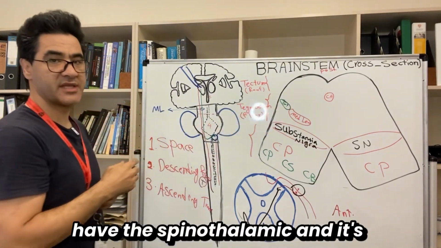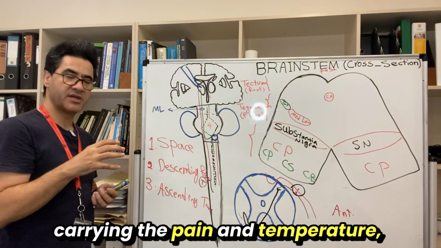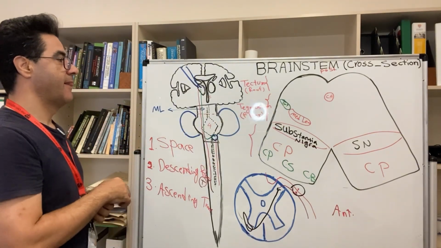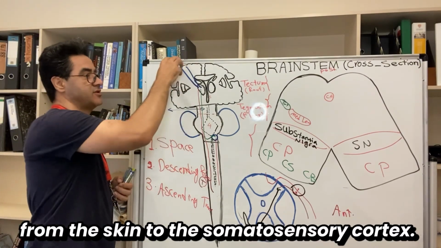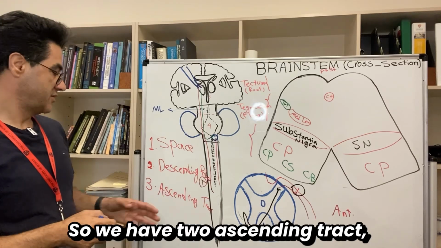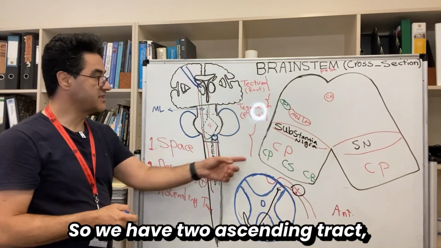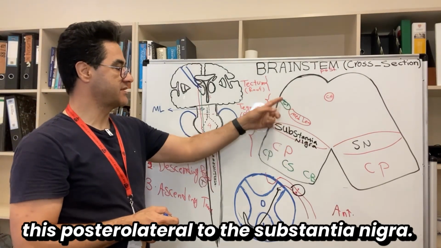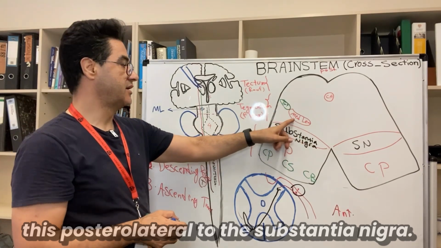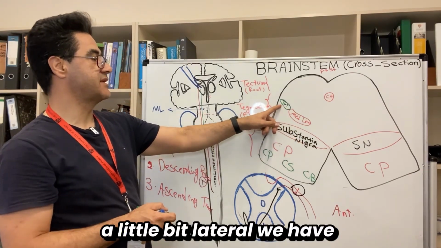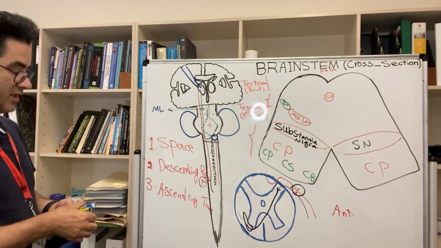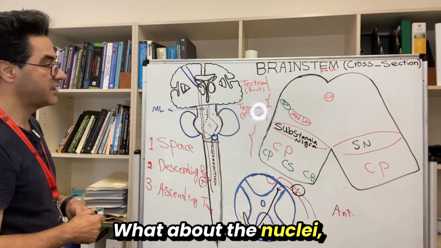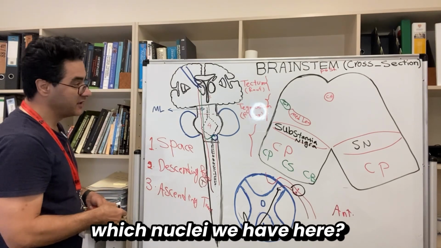We have the spinothalamic tract, and it's carrying the pain and temperature sensory information from the skin to the somatosensory cortex. So we have two ascending tracts, just posterolateral to the substantia nigra. Medially we have the medial lemniscus, a little bit lateral we have the spinothalamic tract. What about the nuclei? Which nuclei do we have here?